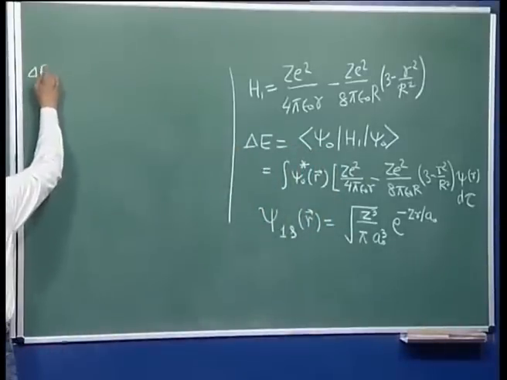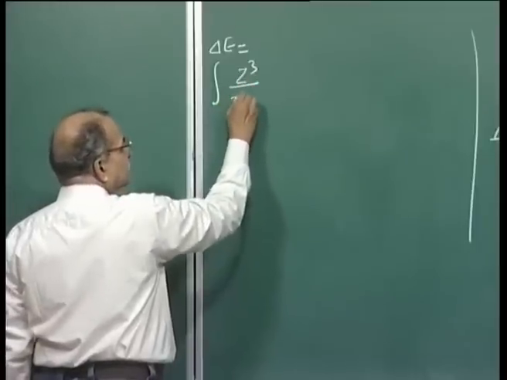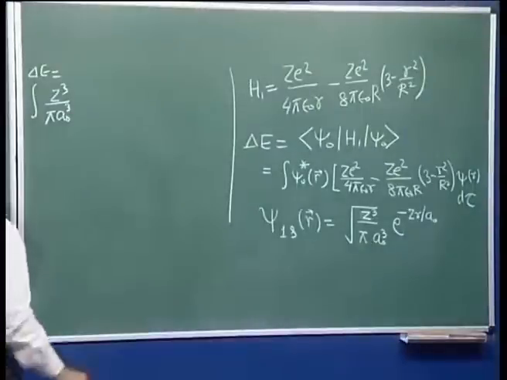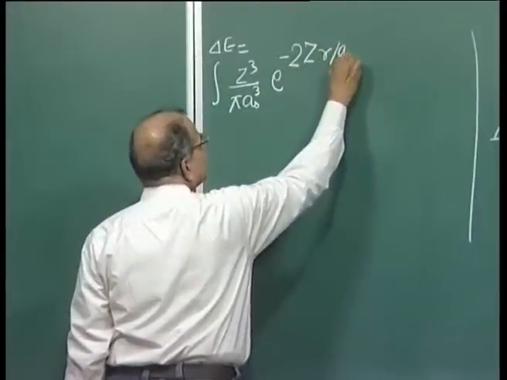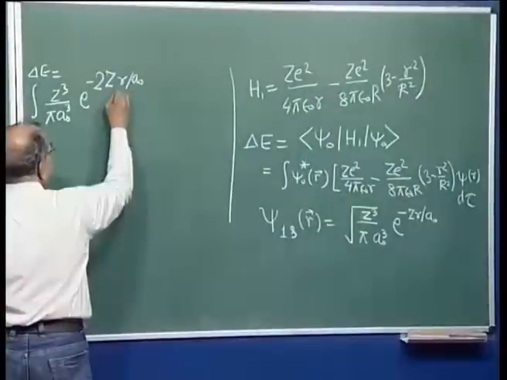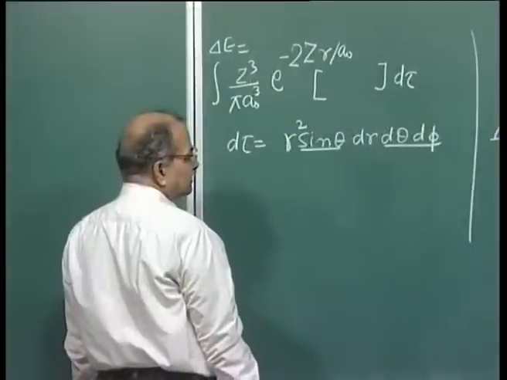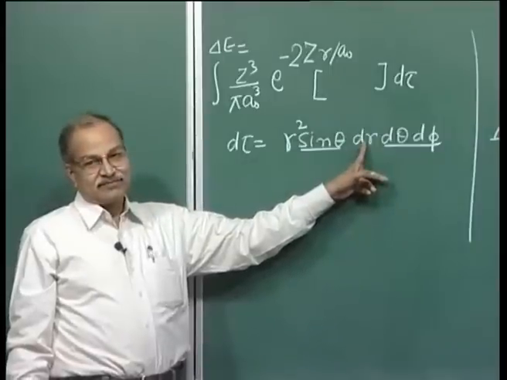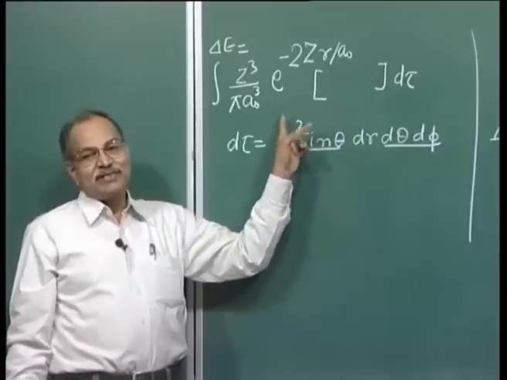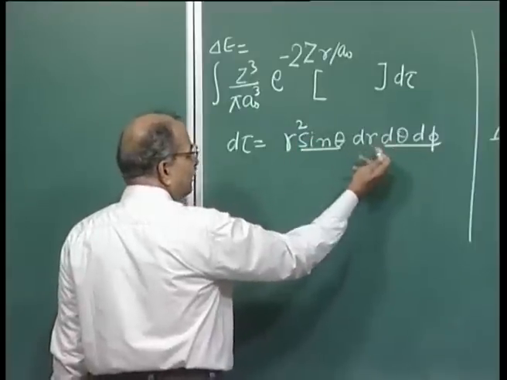So, your delta E is the integration of z cube over pi a naught cube, e power minus 2 times z r upon a naught, and then that whole factor, and then d tau. Now, d tau is, yes, always check dimensions. This is a volume element, it has to be length cube. One length is here, no length here, no length here, no length here. So, it has to be r square, so that it is volume. Then the sin theta d phi part, that integration will give you 4 pi. So, this is 4 pi r square dr.